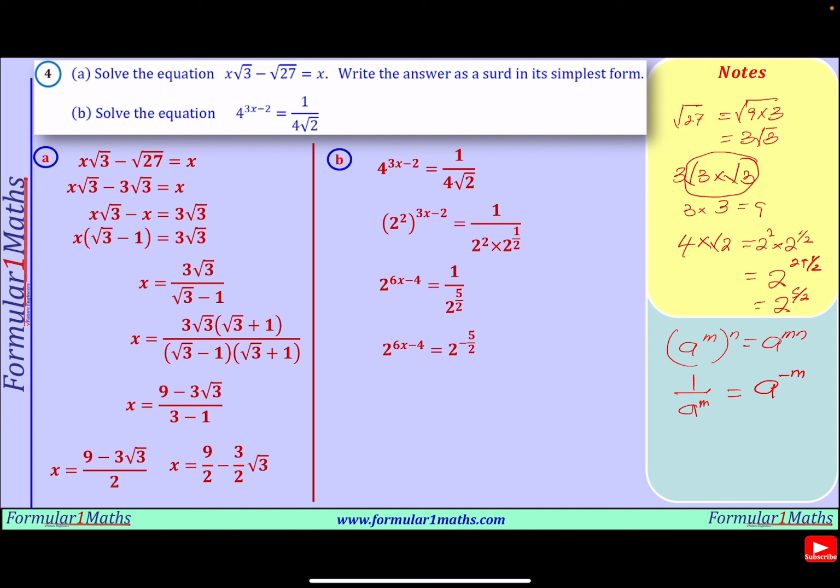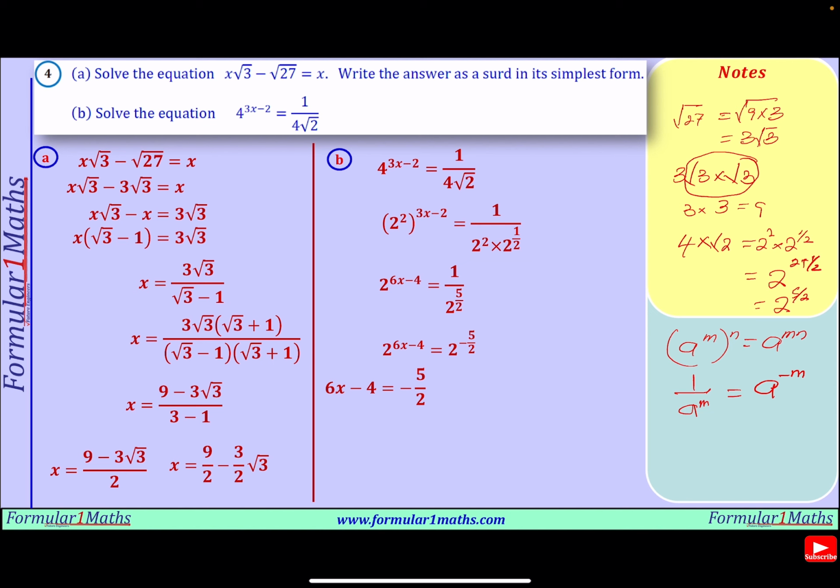The reason why we did this is because we want to get the same bases. So this base and this base are the same. The powers must therefore be the same. So we go and equate them. 6x minus 4 is equal to minus 5 over 2.